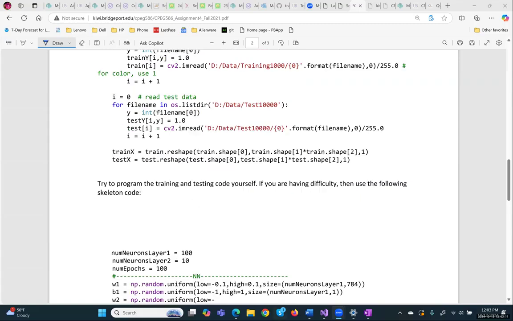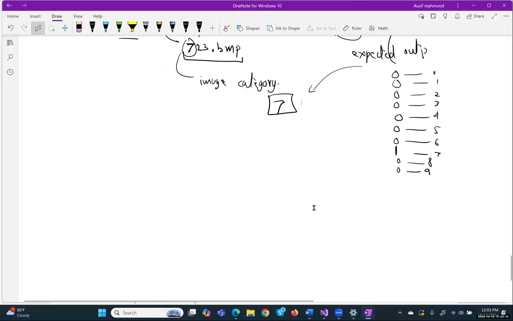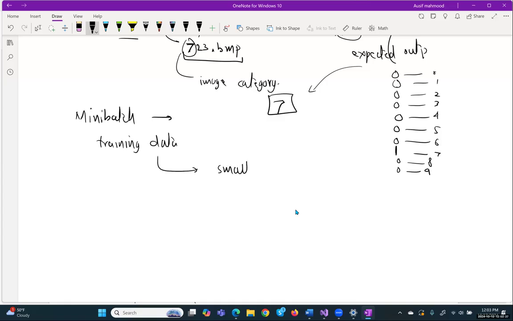I forgot to mention, let me clarify that also. We talked about the mini batch, where we divide the training data into small batches. So we'll pick a small batch out of it. For example, the batch size could be, let's say, 8. So we'll do the forward pass.